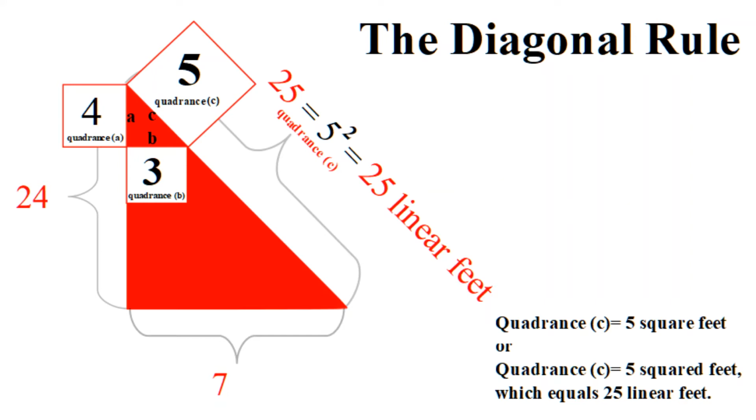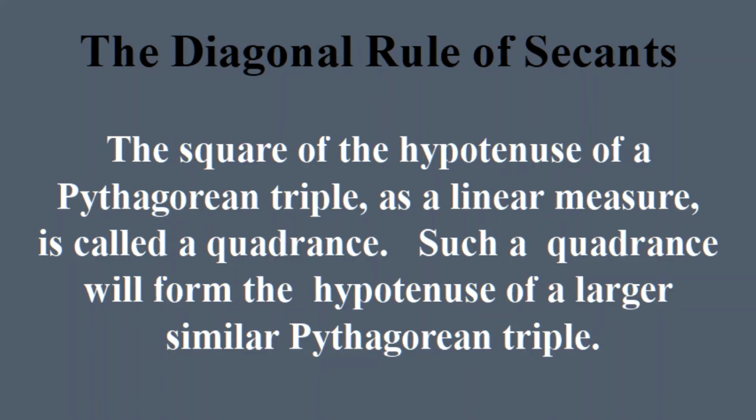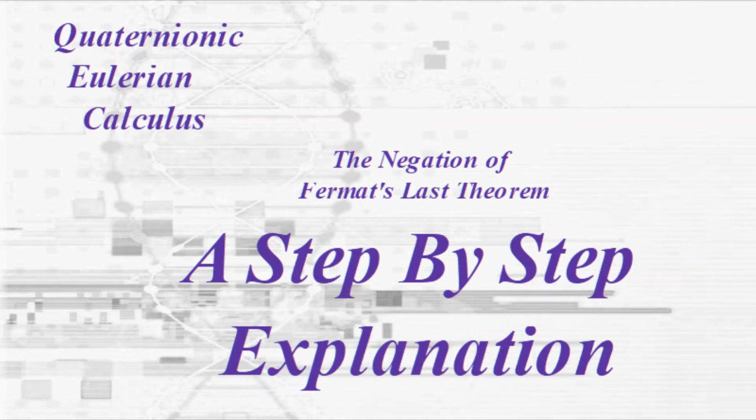Thus, we may express this aspect of the quick version of the diagonal rule as the diagonal rule of secants. Formally, we may state the diagonal rule of secants as follows. The square of the hypotenuse of a Pythagorean triple as a linear measure is called a quadrant. Such a quadrant will form the hypotenuse of a larger, similar Pythagorean triple. Let's now go through the proof step by step.